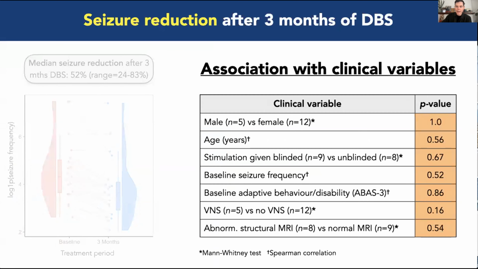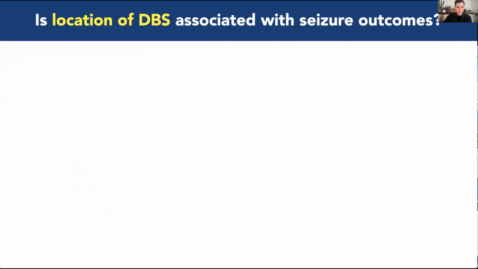One of the first things we asked was whether efficacy might be associated with standard clinical information. And we tested this for a range of variables, but didn't find any obvious associations. To take just 2 examples, outcomes didn't appear to be associated with the patient's age, nor their level of disability. So next we asked whether outcomes might be associated with the locations of stimulation.